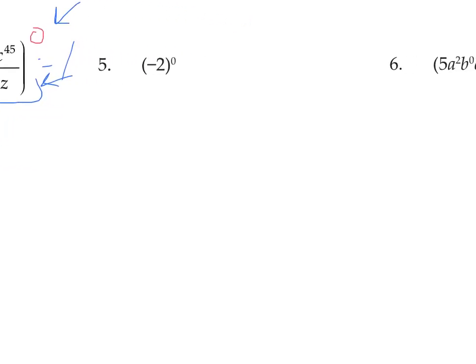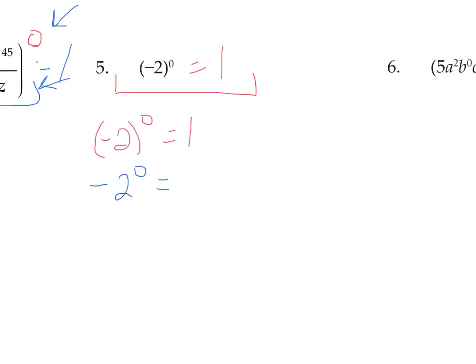Negative 2 to the zero power equals 1. Notice it's not negative 1. So let's take a minute just to clarify: negative 2 to the zero power equals 1 because any base to the zero power equals 1. However, when you leave off the parentheses, you have to recall that this exponent now is only on this 2 because that's what it's right next to. It doesn't include the negative.